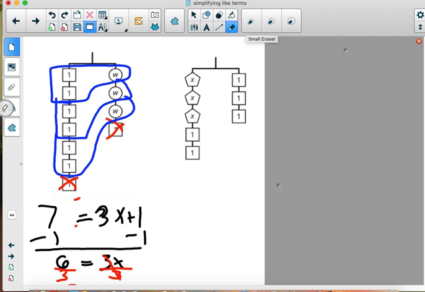Alright, on your boards, write down an equation for the middle one.